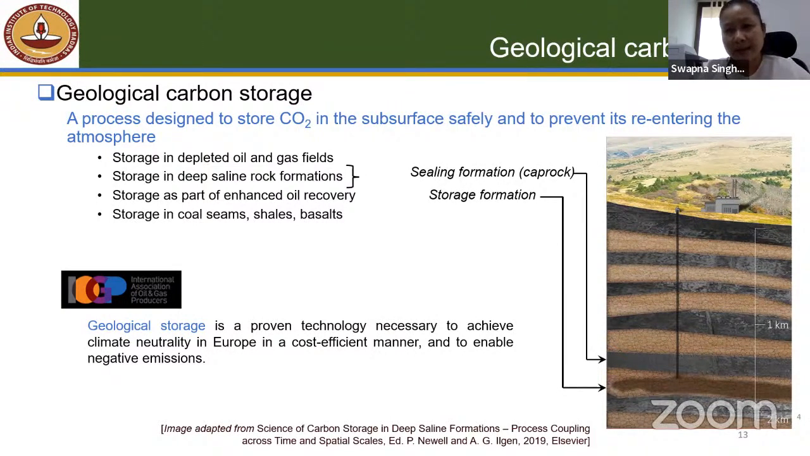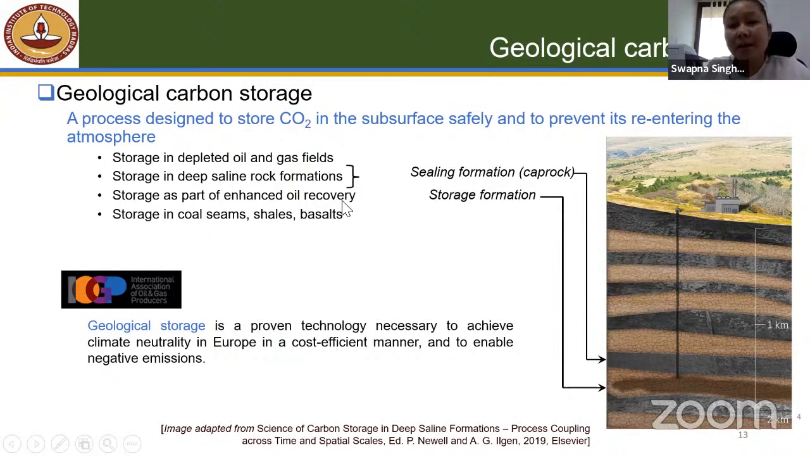A lot of people have this curiosity, but usually CO2 storage happens in places where it is many kilometers underneath the ground, for example 2 kilometers underneath the earth. So it is stored there. It's a process to store the CO2 in the subsurface safely and prevent it from re-entering the atmosphere. Storage happens in deep oil and gas fields and deep saline rock formations, as part of enhanced oil recovery, and it is also stored in shale and basalt.